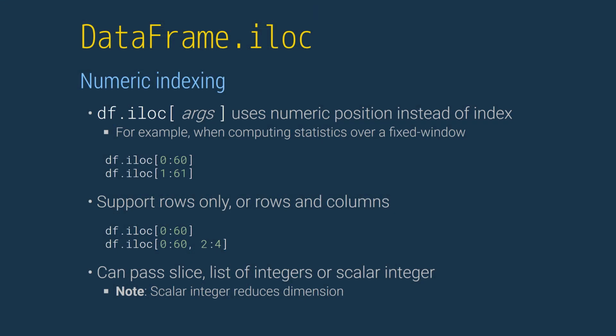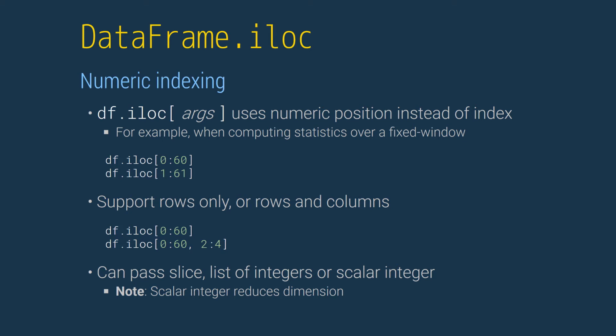iloc is used to select using numeric indices. Numerical indices are often simpler to use than labels when the selection is inherently a fixed number of positions. For example, numerical selection is used when computing statistics over fixed-length windows of a time series. iloc can be used with one or two arguments in a data frame. It can only be used with one in a series.